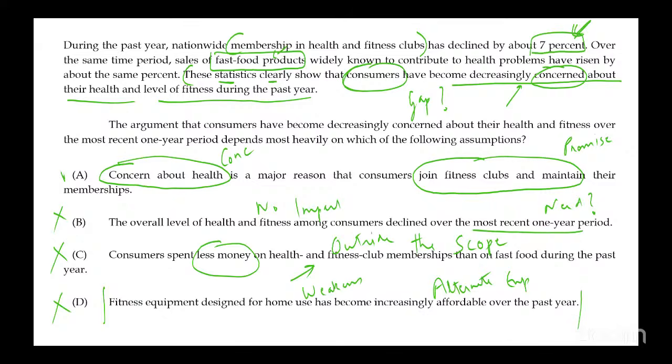Right, everyone? So again, we have the correct option as a linking assumption. So Yukta is saying that B is repetition. Not really, right? Because if you look at B, Yukta, it says overall level of health declined. The conclusion is that they have become less concerned about the health. Whether their level of health actually declined, that is irrelevant. The conclusion is just that their concern for health has declined. So B is not relevant to the conclusion. Option A is correct.